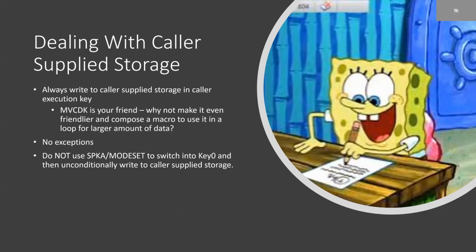Writing to caller supplied storage. Again, remembering what we said earlier, write back in the key that the caller was executing in. And there's a lovely instruction there, MVCDK. So what we've done at Rocket, in various products, we have services and macros that basically go in front of, and generate MVCDKs. So we can do the equivalent of a move long with destination key. So we can move as much storage as we like back to the caller, and it just basically does an MVCDK loop. So we know it's a secure way of writing back to your caller.